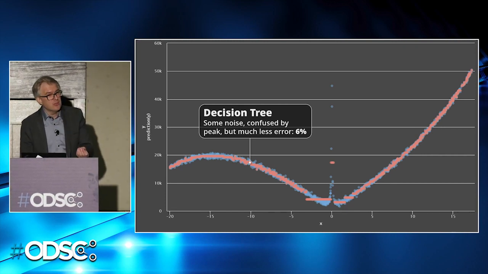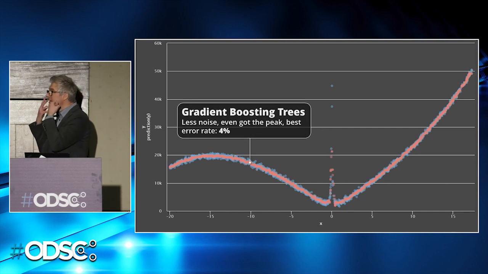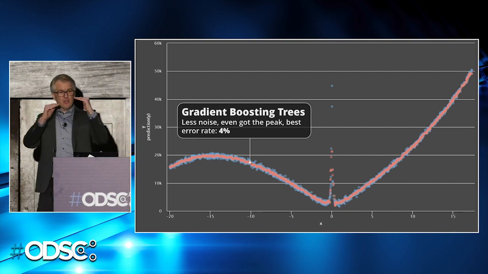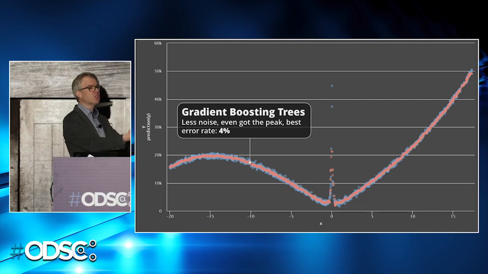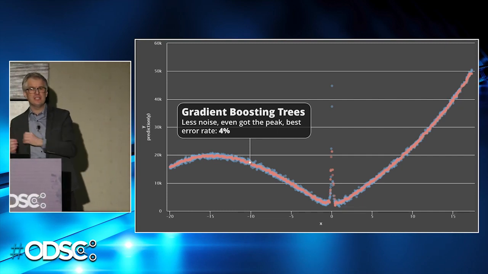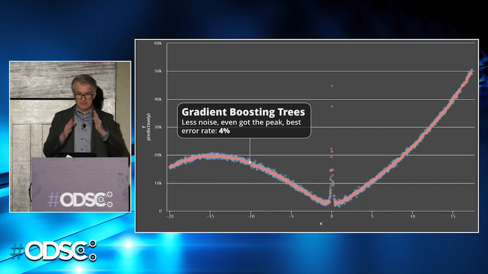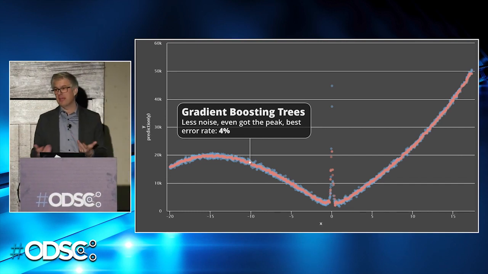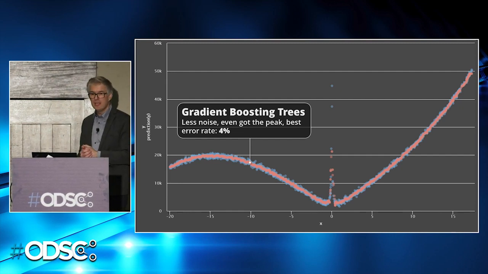And if one tree is doing a good job, well then let's build dozens or hundreds of them. There's a technique called gradient boosting trees. Here, the idea is I start with one tree, and then I build additional trees on top of the first ones, and each additional tree tries to focus on the areas where the previous trees made the most mistakes. And if I do that, it's less noisy, it gets the peak, it gets the oval shape, and the error rate is probably as good as it can get with 4%. So that looks pretty good.